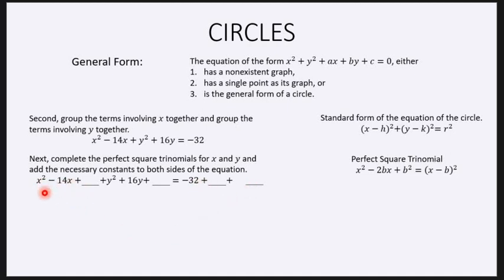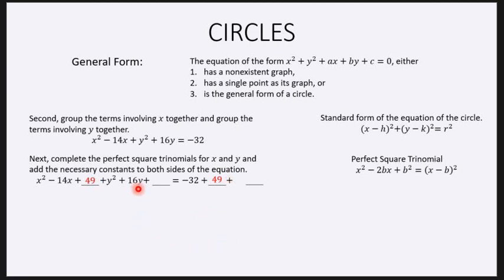So first, let's start with the x's. Since negative 2bx is negative 14x, that means that this 2b part is 14. And if 14 is equal to 2b, then b is equal to half of 14, which is 7. And if I square 7, I get 49. So the magic number I need to add here to complete this perfect square trinomial is half of 14 squared. Half of 14 is 7, and 7 squared is 49. So I add 49 to both sides.